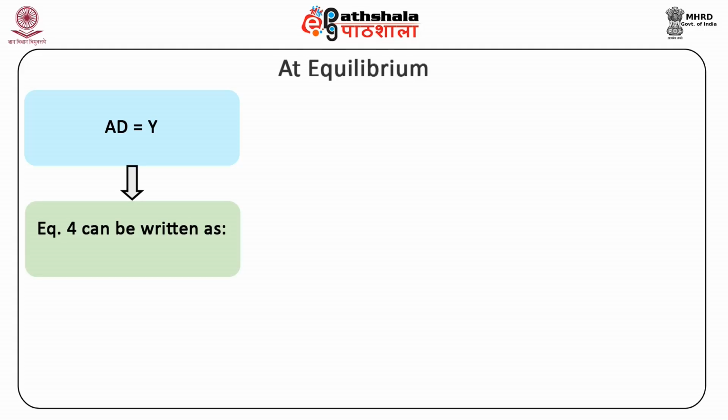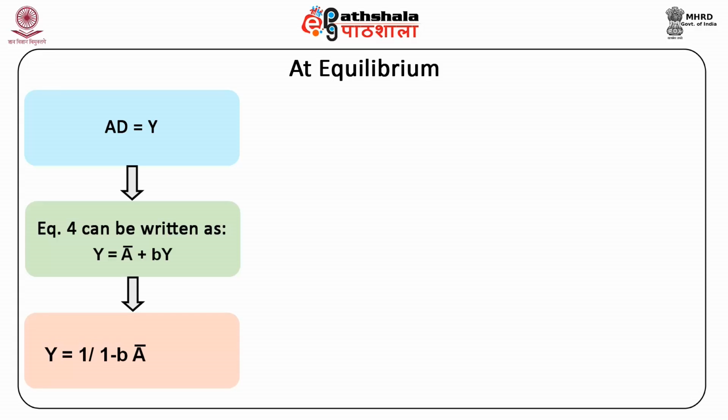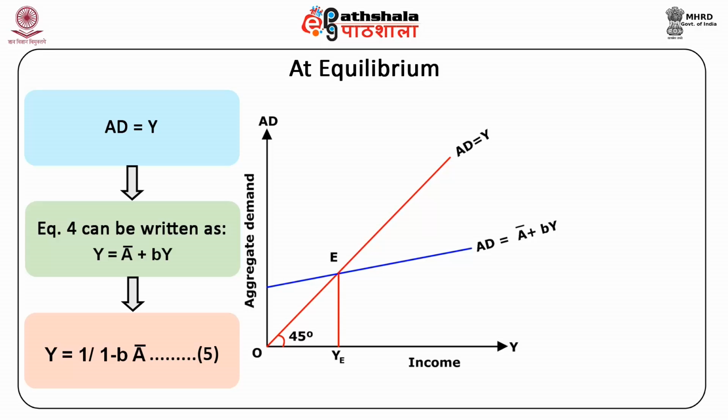At equilibrium, AD equals Y. Hence, equation 4 can be rewritten as Y equals A bar plus BY, or Y equals 1 by 1 minus B into A bar. This is given as equation 5. The aggregate demand schedule is given by equation 4. Introducing the government sector increases planned demand, which results in an increase in equilibrium output levels.